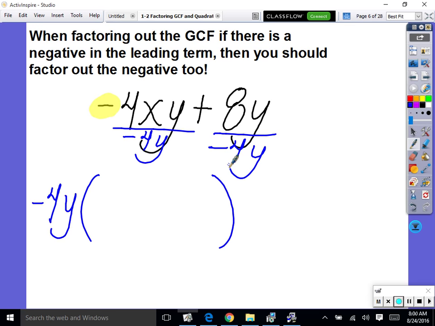Negative 4 over negative 4 is 1. x, we still have an x, right? And then the y's divide out to be 1. Comfortable? And that was positive. Okay. So now look, 8 divided by negative 4. It's positive 8 divided by negative 4. What is that? Negative 2, right? Yeah. And then y over y is 1. So it's x minus 2. Now we can check it by distributing.